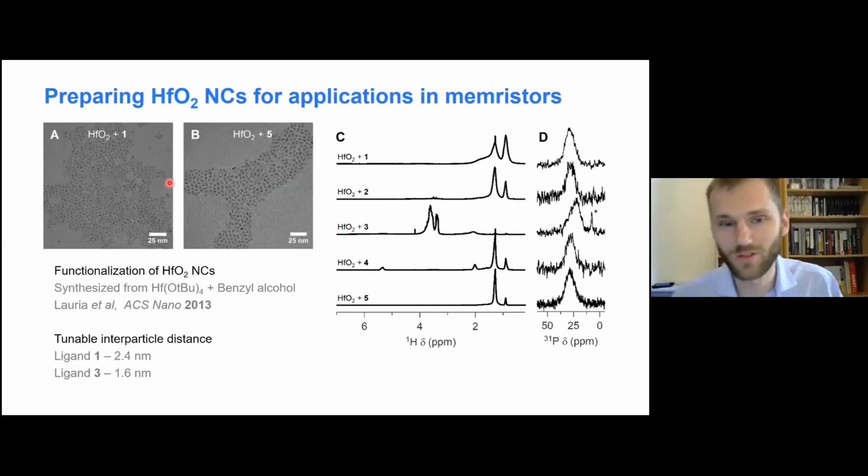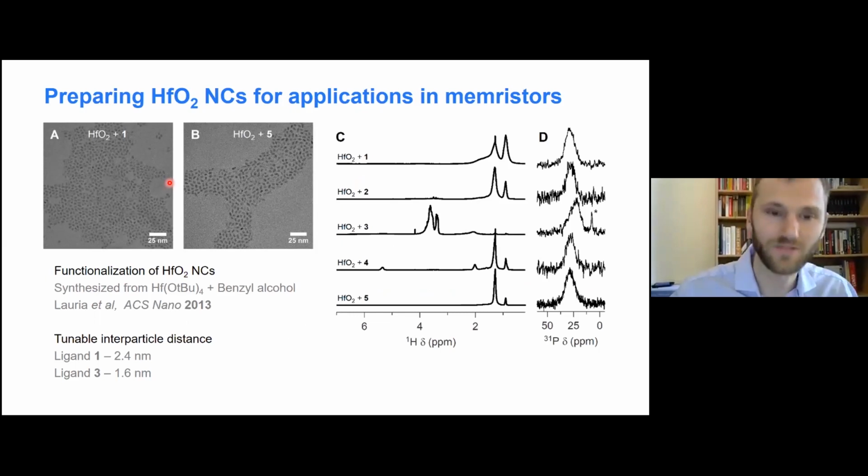We didn't only do quetzalnite with these phosphonic acids, but we also combined it with hafnium oxide. We took our whole little series of phosphonic acids and we functionalized hafnium oxide with it. We had shorter ligands, we had longer ligands, so you can actually tune this interparticle distance. With ligand 1, oh, this is wrong, no, this is ODPA, octadecylphosphonic acid, the interparticle distance is 2.4 nanometers. And with the 2-ethylhexylphosphonic acid, it was 1.6 nanometers.